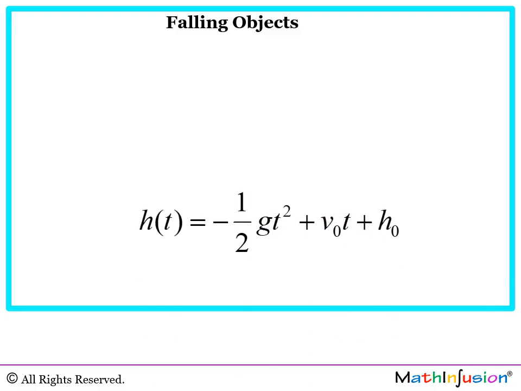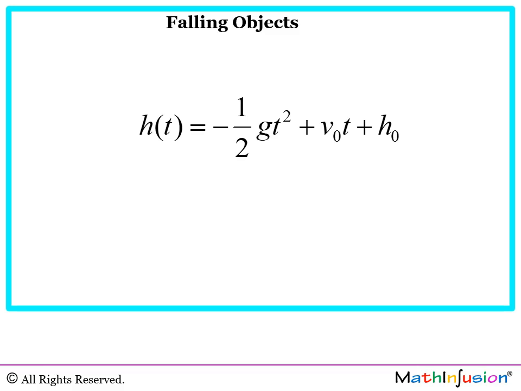Falling objects. The height at time t is negative half g t to the power of 2 plus v sub 0 t plus h sub 0. This is the height at time t. This is the acceleration due to gravity.